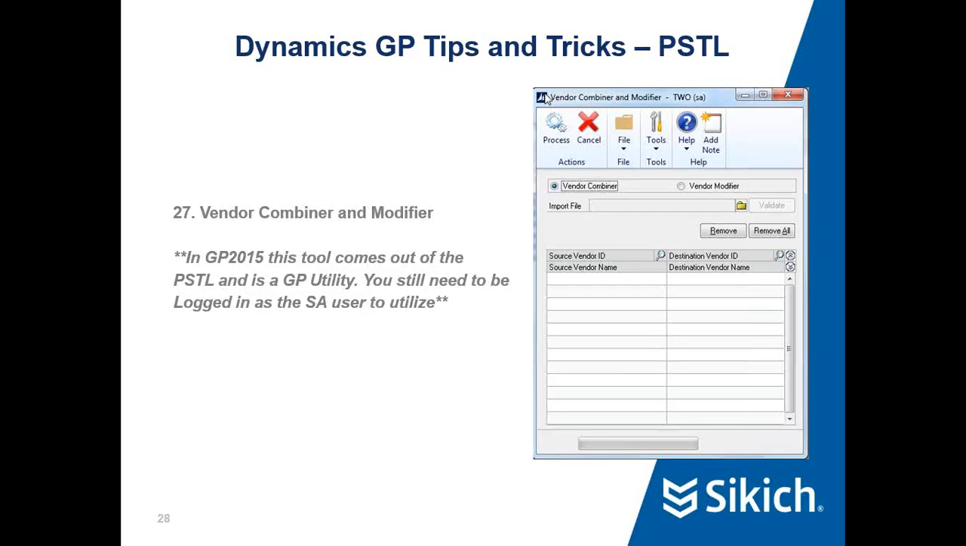Vendor combiner and modifier. This is a tool we use with folks all the time. If you have more than one person entering vendors and they slightly skew how you normally enter your vendor IDs, you could potentially have the same vendor in there a couple of times, with Shirley using vendor A, but Debbie using vendor B, and then we realize 6 months later that they're the same thing. This vendor combiner tool can combine them together. The destination vendor is going to be who you want to remain in the system.